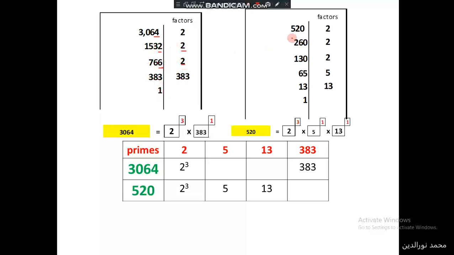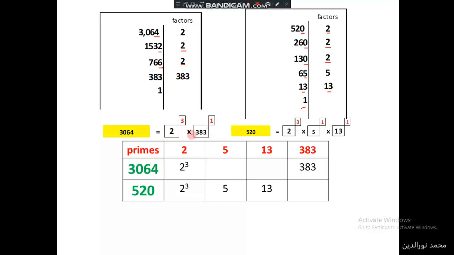On the other hand, we have the number 520. It's even, divided by 2, 260. Also, it's even, divided by 2, 130. 130 is also an even number, divided by 2, 65. 65, if we add the digits, the sum is 11, so it's not divisible by 3. We skip to 5. Yes, it's divisible by 5, since the ones digit is 5. 65 divided by 5 is 13. 13 is a prime number divided by itself.